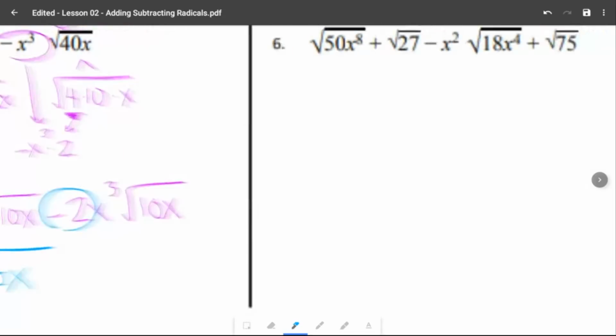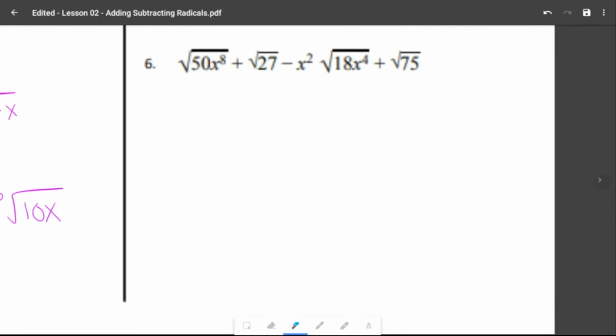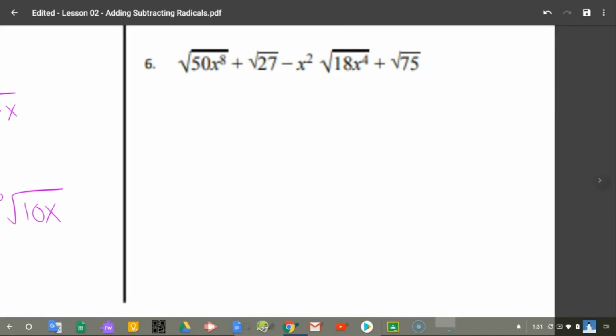Okay, last one that we are going to do. Try to simplify all the pieces here for number 6. And when you're done, press play again.